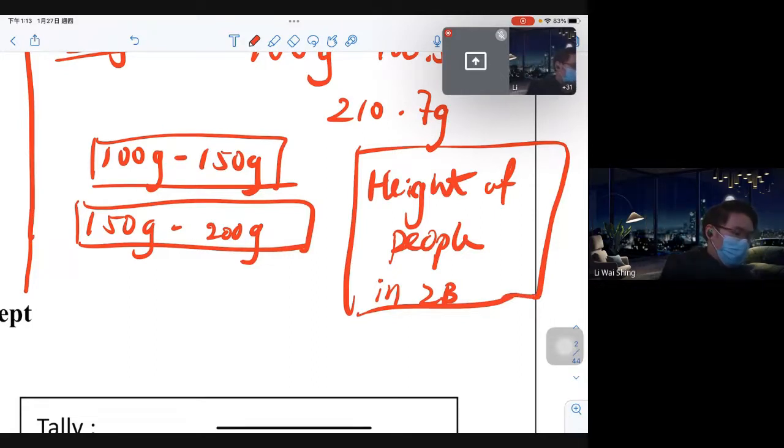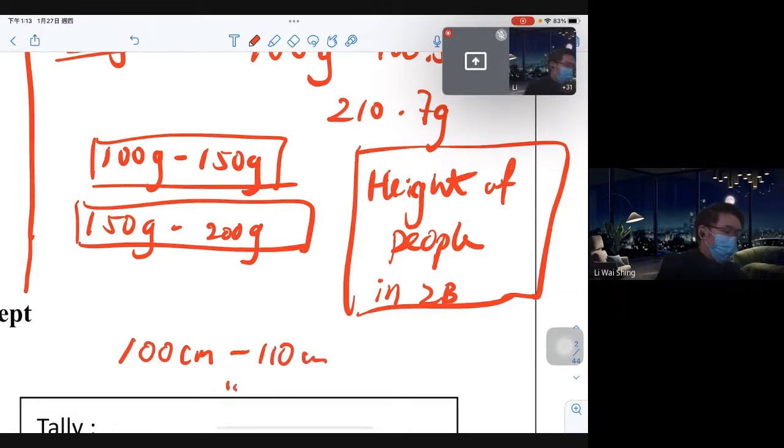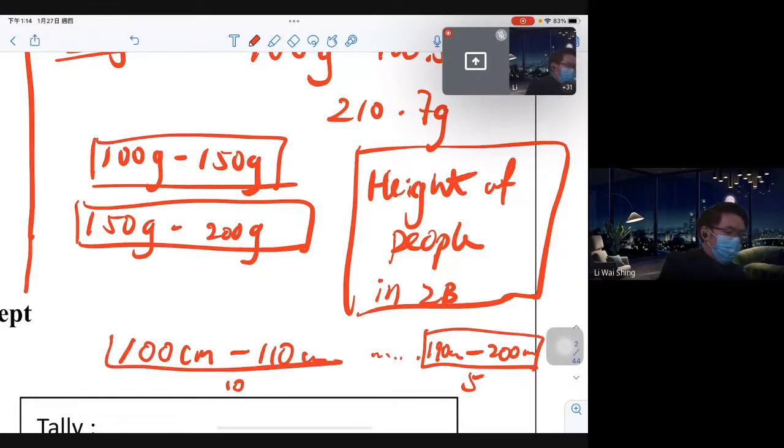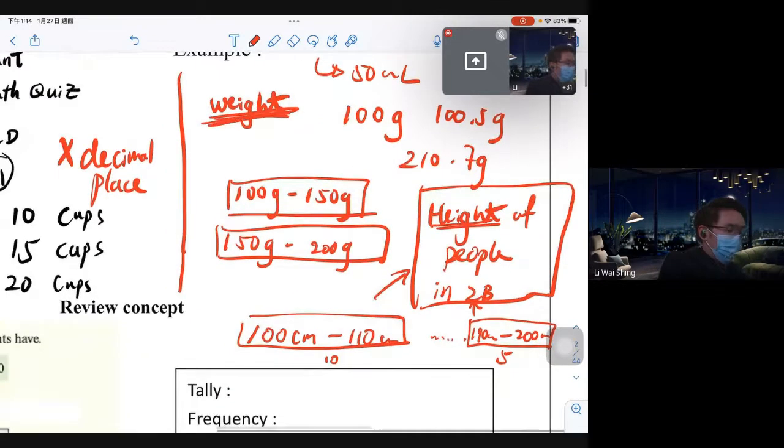For example, the shortest guy in 2B maybe is Mr. Lee. Mr. Lee's height is 100 cm. Then from 100 to 110 cm, I got 10 students, for example. Then until 200 cm, I got 5. So this kind of data, I will call it continuous data. Height is a kind of continuous data. Weight is a kind of continuous data.